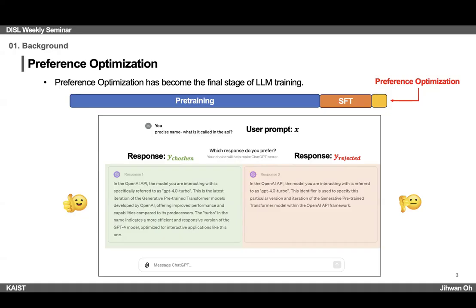An example of chosen and rejected data is shown in the middle figure. When using GPT, when you enter a prompt, you may be asked which of two answers you prefer. At this time, the answer you selected becomes highlighted in green, and the answer you did not select becomes highlighted in red. So using this information about chosen and rejected data, we can make the LLM more aligned with humans. This is the brief concept of preference optimization.